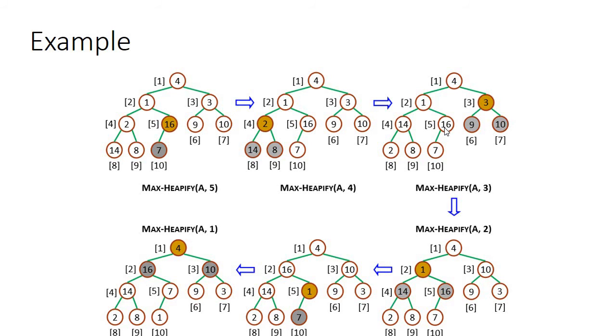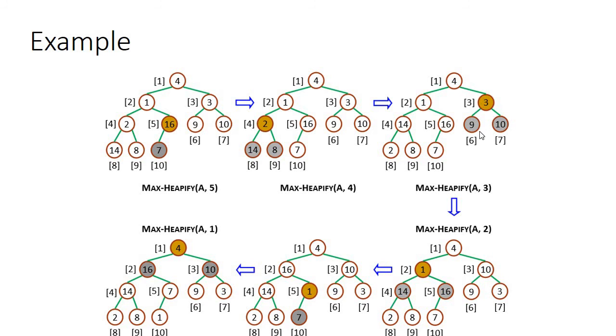But if we compare 1 with 7, we need to replace 1 with 7. So 1 comes down and 7 comes up. So here 1 comes down and 7 comes up. So the track is going like this.